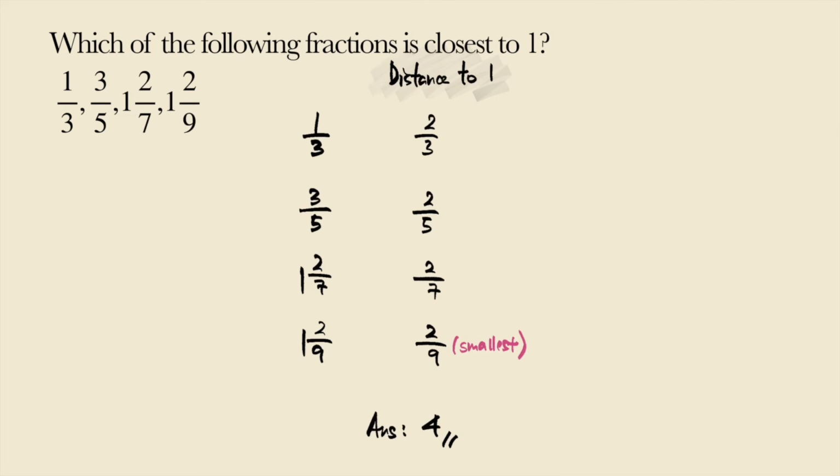Well, how convenient. The numerators here are all 2, which means we can easily compare. Well, which one is closest to 1 whole? The one with the smallest difference to 1 whole. And the smallest difference here is the one with the largest denominator. So the answer here, I would say the answer is number 4. The answer is the 4th fraction here, 1 and 2 over 9.